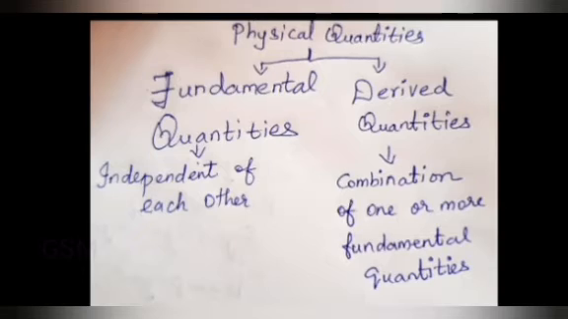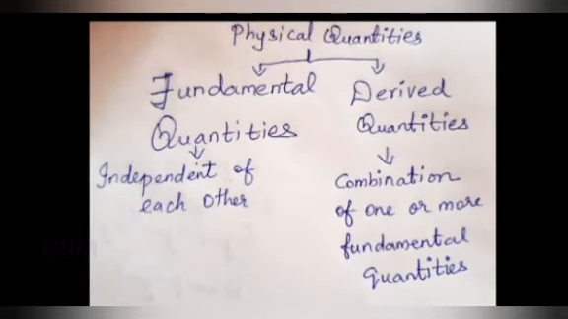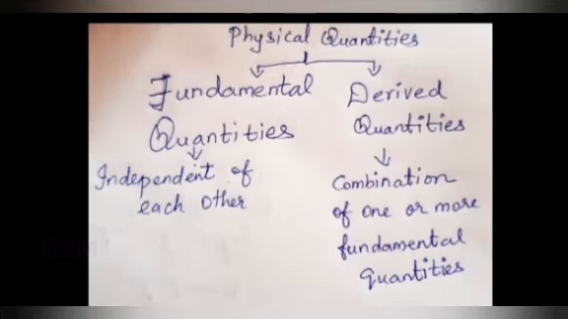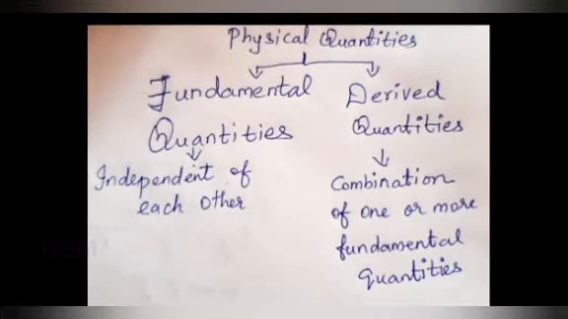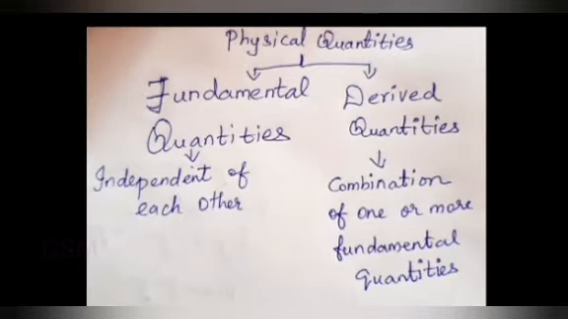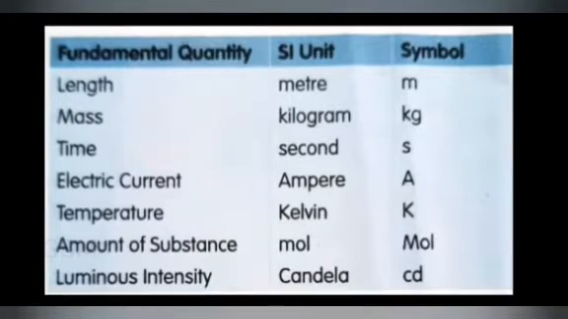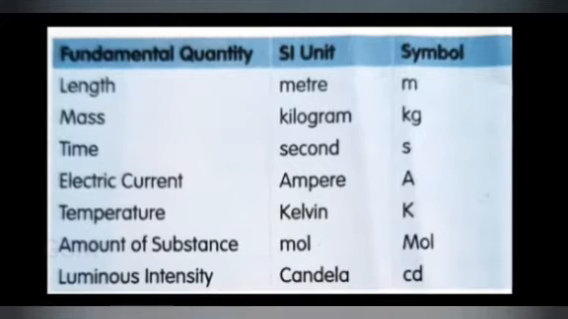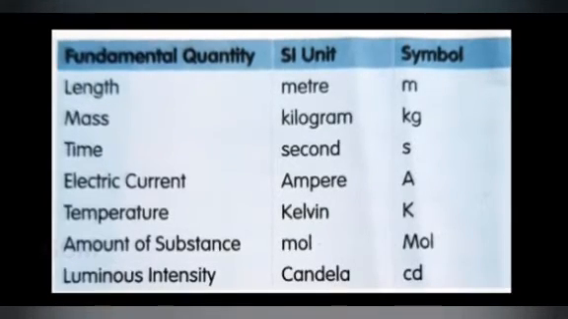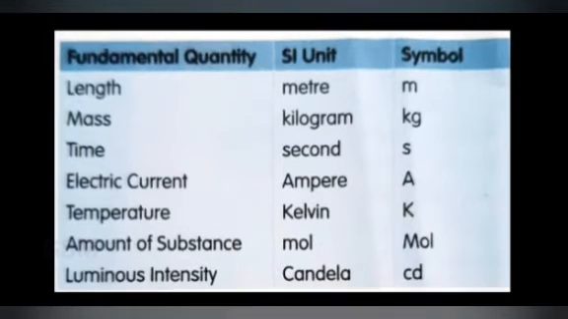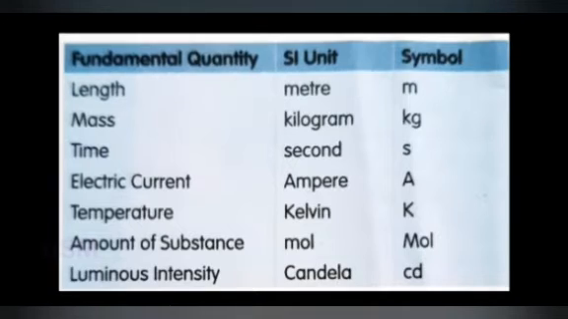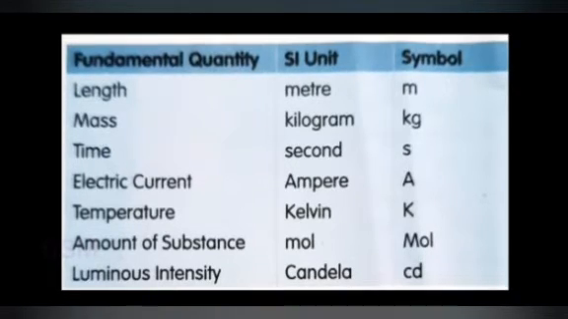These physical quantities are of two types: fundamental quantities and derived quantities. Fundamental quantities are independent of each other. There are 7 fundamental quantities: length, mass, time, electric current, temperature, amount of substance, and luminous intensity. In this table they have given the SI unit and their symbol.